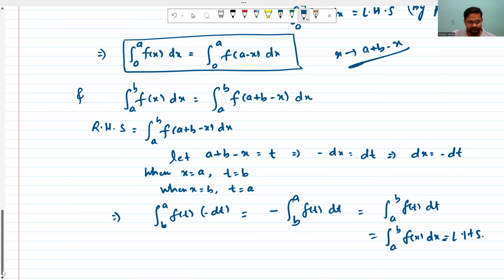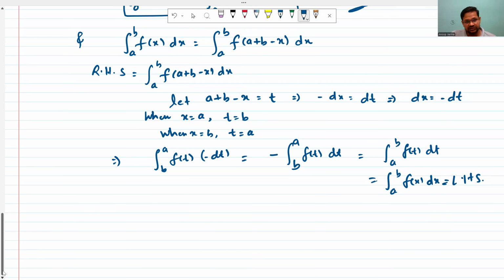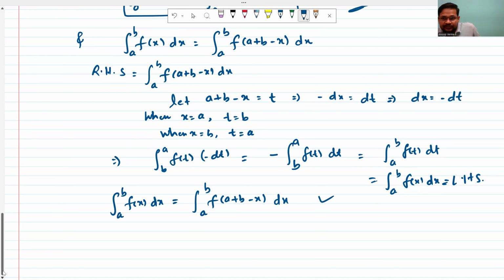So this is a very important result. This is that a to b f(x) dx is just equal to the integration from a to b of f(a plus b minus x) dx. So this is about property 4.